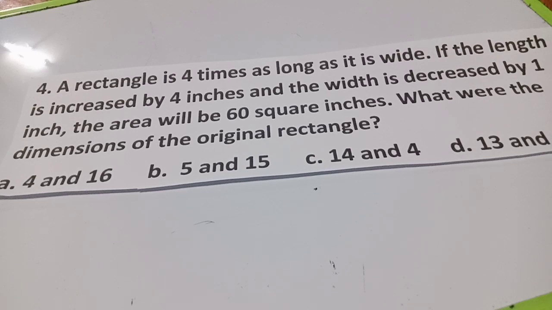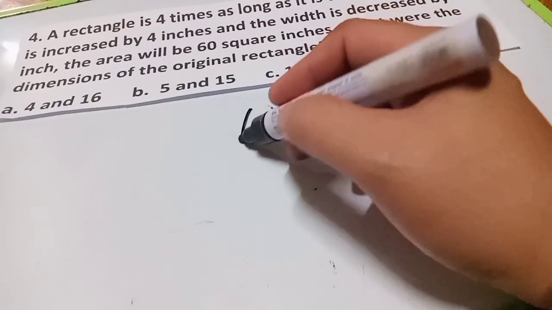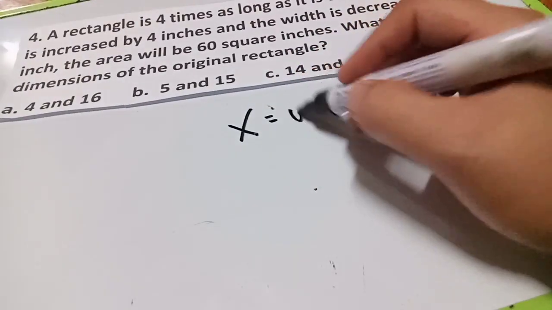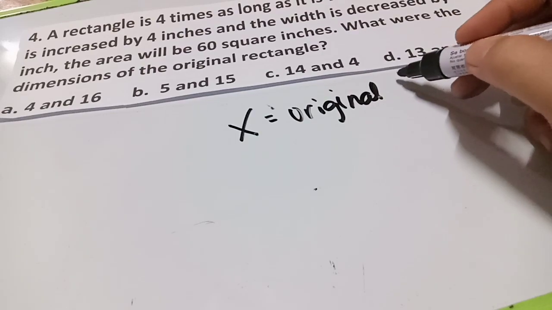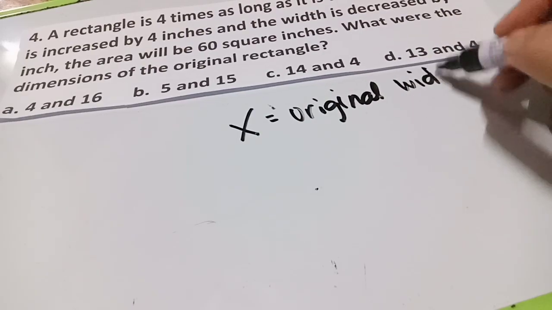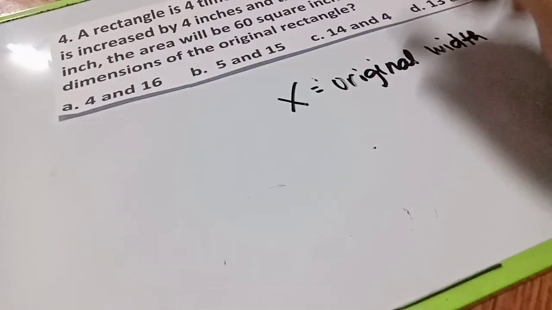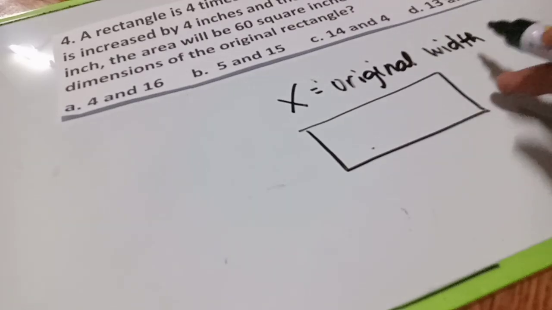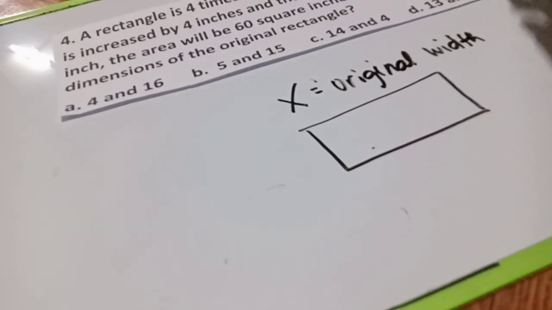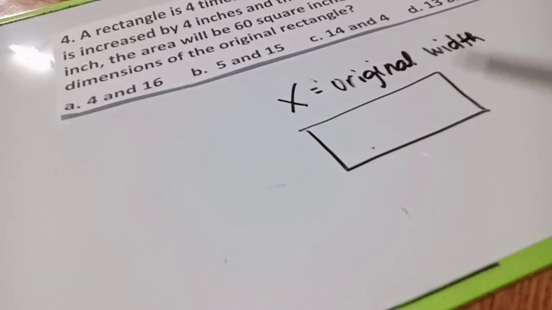So we know that the rectangle, if this is the x, represent it as the original side or the width. And then, if we look at this one, this is the rectangle, right? So we know that the length is 4 times the width.